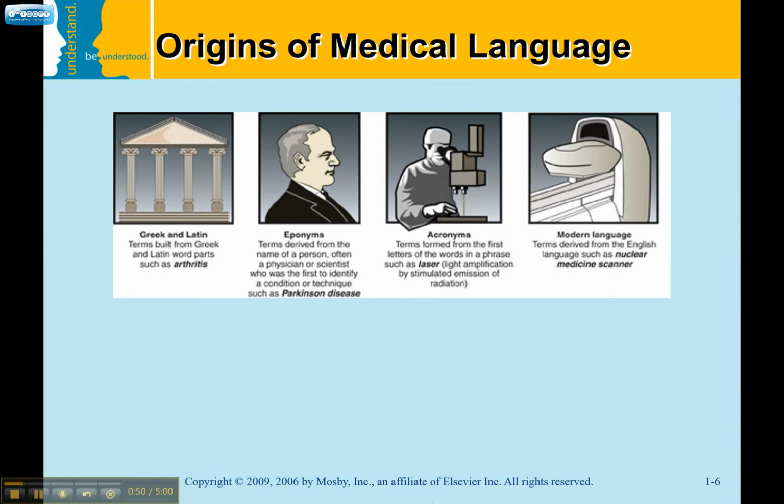So of course they just kind of went through the origin of medical language, and for your assignment I asked you to give a definition of an eponym as well as an acronym. So acronyms are built from all the letters in the word of a phrase. An eponym is something that is usually named after a person, usually a person who discovered it.